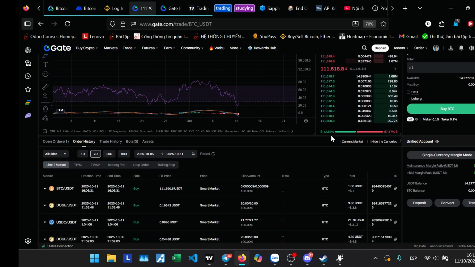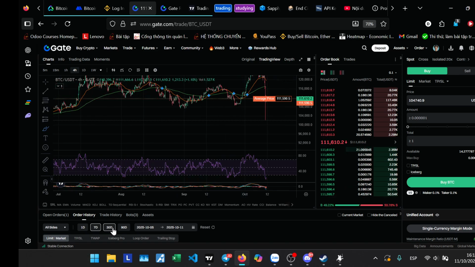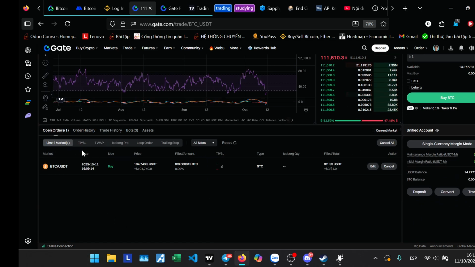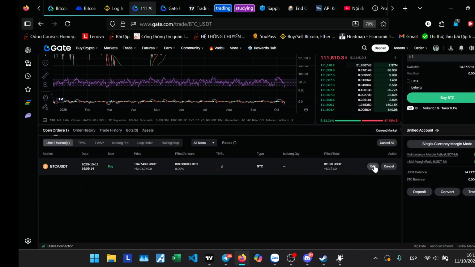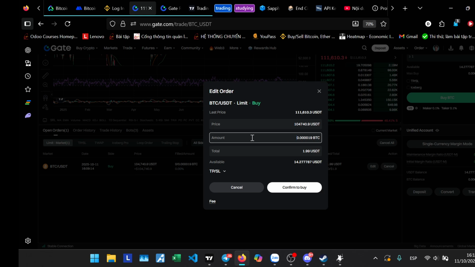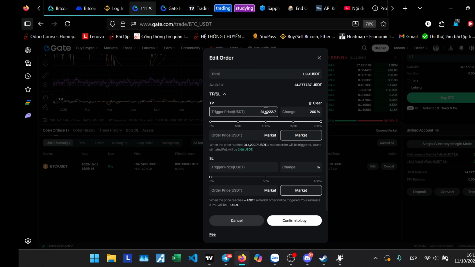You can also press Control Z. You can cancel it in here, and you can edit the price, the amount, and the total amount that you want. You can also set a TP and a stop loss. TP, look at this, $330. The stop loss, you can only lose one down.